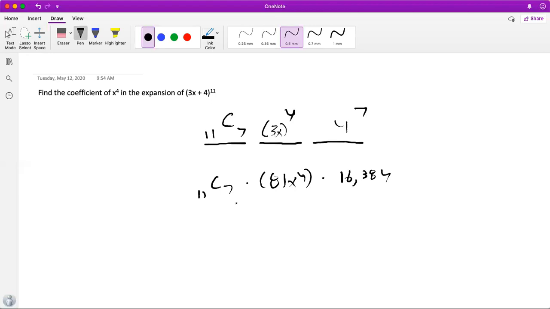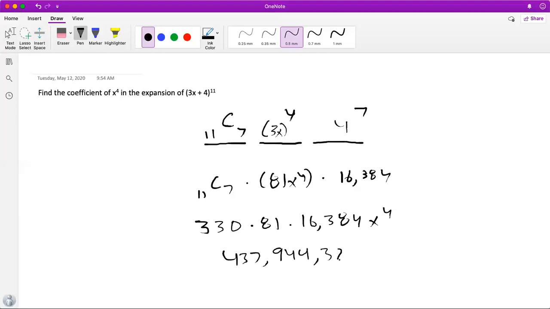You can use your calculator to find 11 choose 7, or you could use the formula, but since you get to use your calculator, I recommend doing that. It's 330, times 81, times 16,384 x to the 4th. 330 times 81 times 16,384 is a god awful big number. It's 437,944,320 x to the 4th. That's a very large number, and I would never want to try and figure that out.